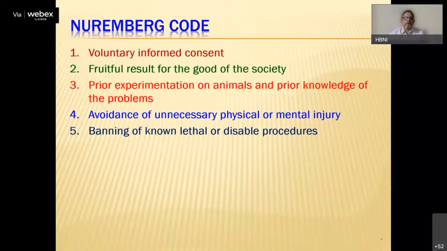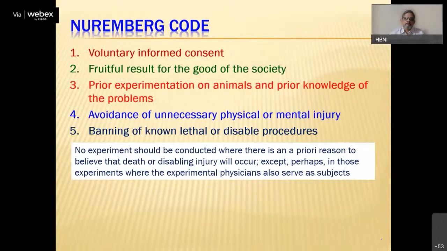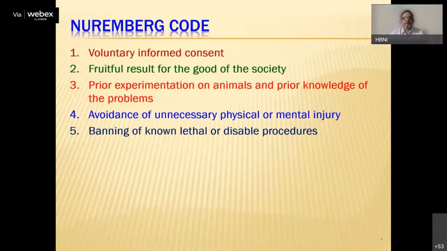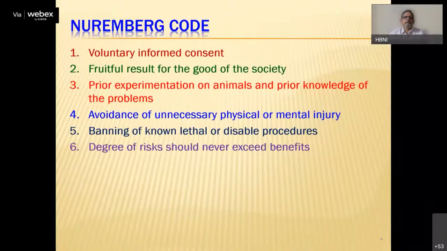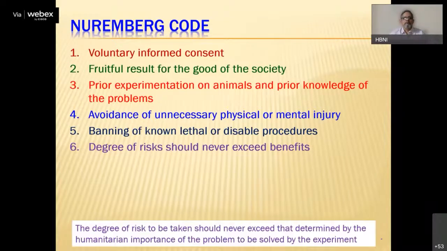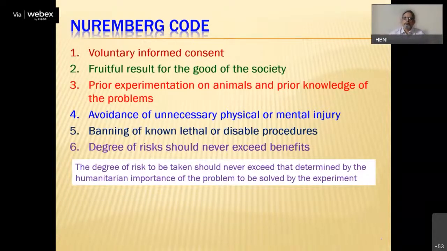Banning of non-lethal or disabling procedures. No experiment should be conducted where there is an a priori reason to believe that death or disabling injury will occur, except perhaps in those experiments where the experimental physicians also serve as subjects. So the responsibility is even more in that case. Accountability is also more. The degree of risk should never exceed the benefits. So the degree of risk to be taken during the experimentation should never exceed that determined by the humanitarian importance of the problem which is to be solved by the experiment.